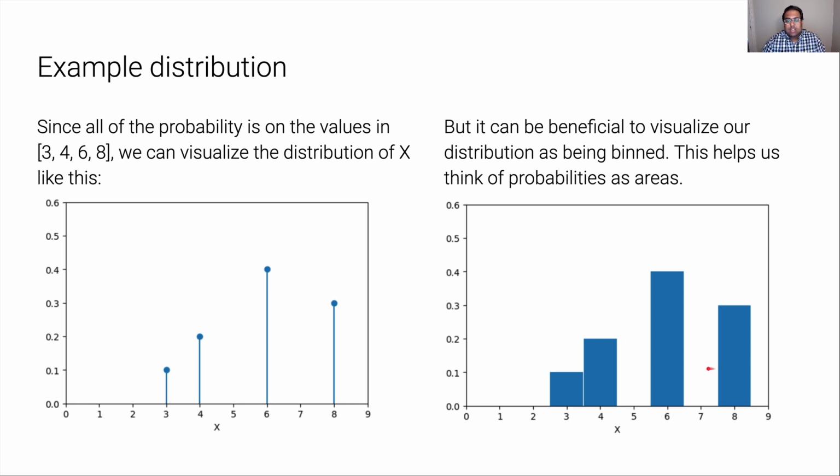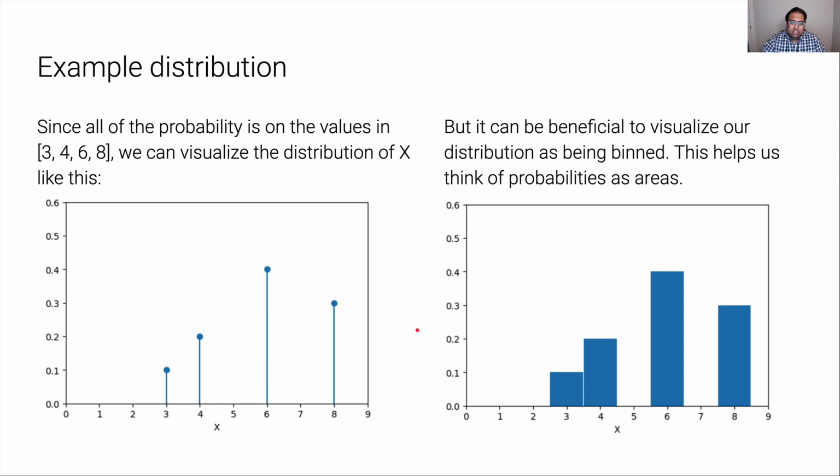And the reason this is helpful is because the probability that x is between 3 and 4 inclusive is just the area of these two bars. And so you can see the width of this is 1 and the height is 0.1. So the area of this is 0.1. The area of this one is 0.2. So we add these two areas, we get 0.3.